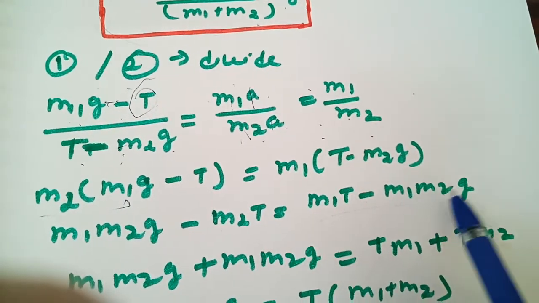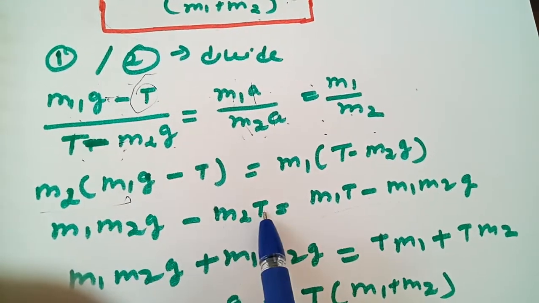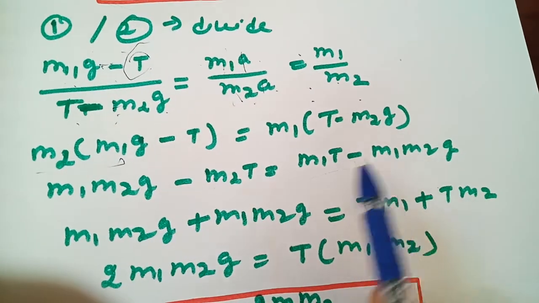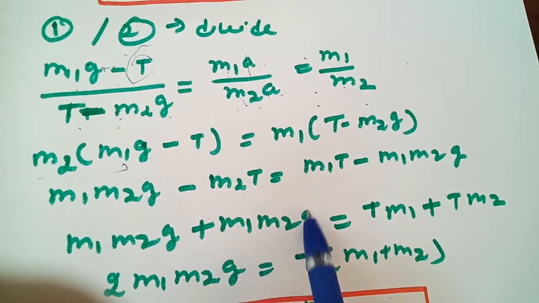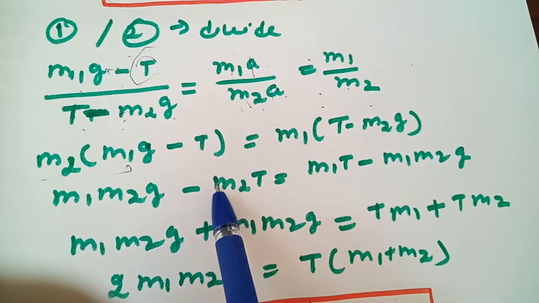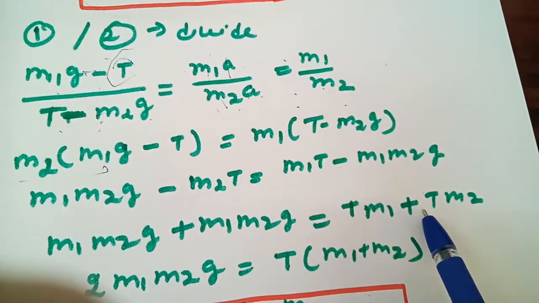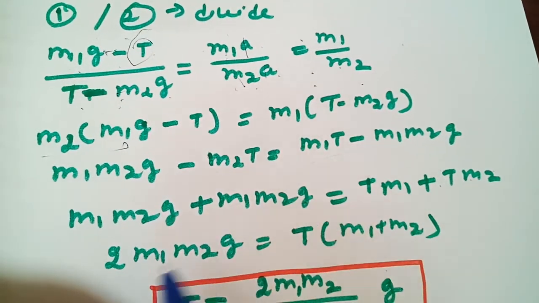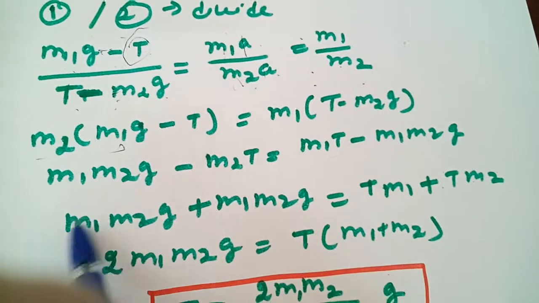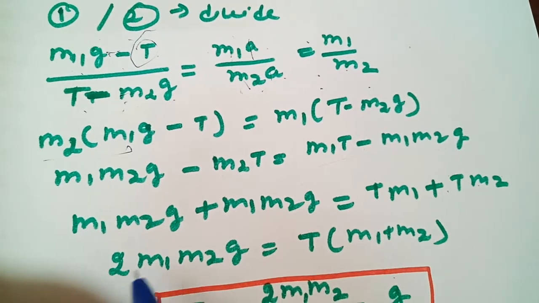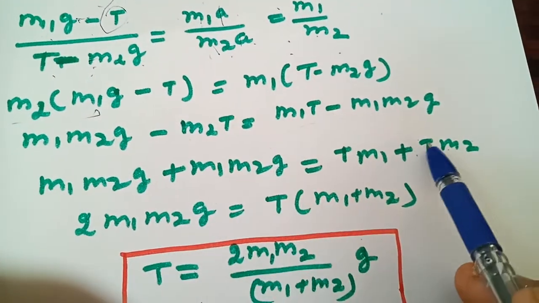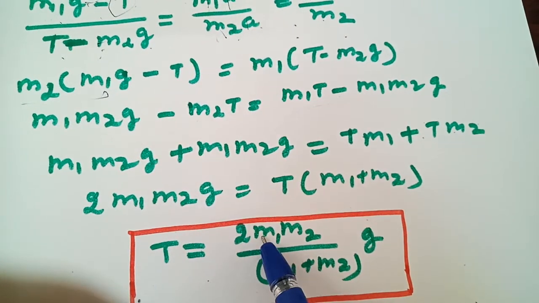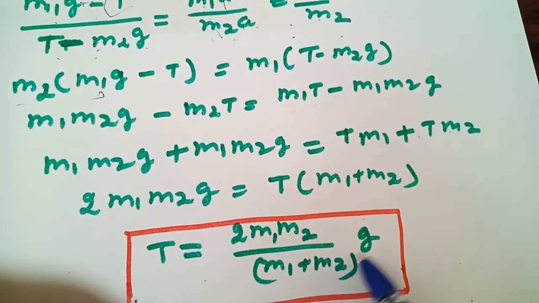Now take the m1m2g terms on one side and the m2T terms on the other side. So m1m2g and another m1m2g will come together, and similarly the T terms come over here, so this will become m1T plus m2T. By adding the two g terms, you will get 2m1m2g, and on the other side, by taking T common, you get (m1 plus m2). So the expression of T comes out to be 2m1m2 upon (m1 plus m2) times g.